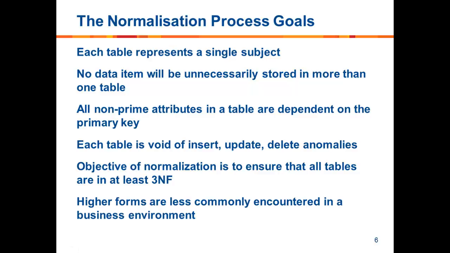Basically, normalization aims to achieve the following goals. One, each relation or table represents a single subject or object. Two, no data items will be unnecessarily stored in more than one table. Three, all non-prime attributes in the table are dependent on the primary key. Four, each table is void of insert, update, and delete anomalies. Five, all tables are in at least the third normal form.